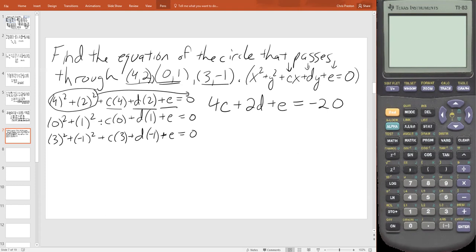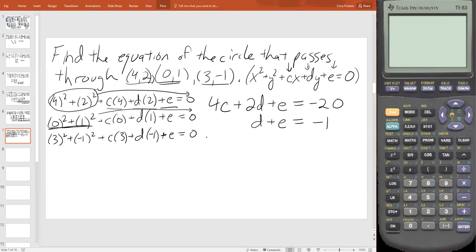My second equation, 0c plus 1d plus e equals, again, I'm going to figure out what this stuff is here. 0 squared is 0, 1 squared is 1. Then I'm going to move it to the other side. So it's going to be a negative 1 on the other side.